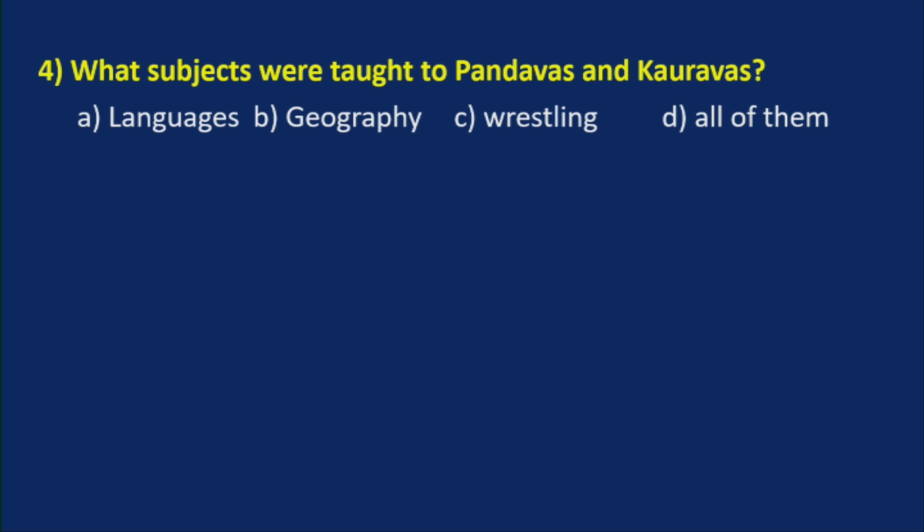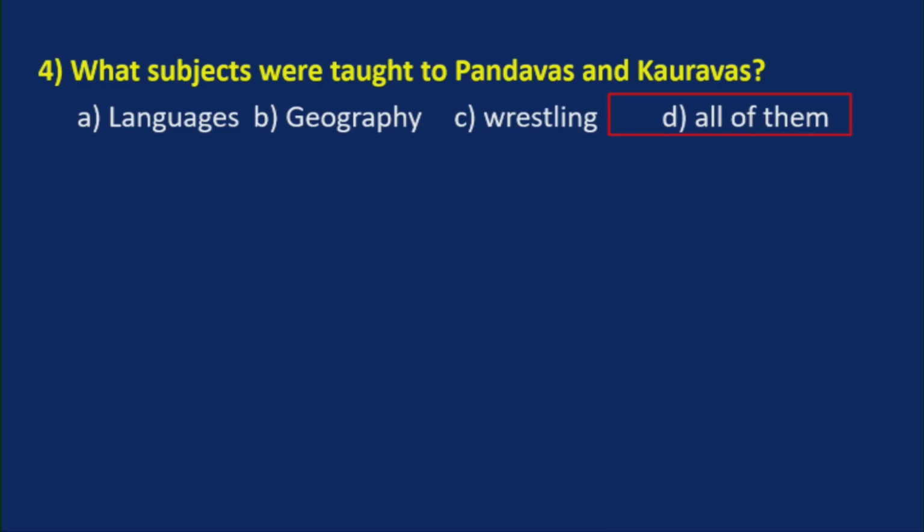A. Languages, B. Geography, C. Wrestling, D. All of them. Which is the right answer? Already we have seen the pictures of different subjects. If your answer is D, all of them, you are correct.